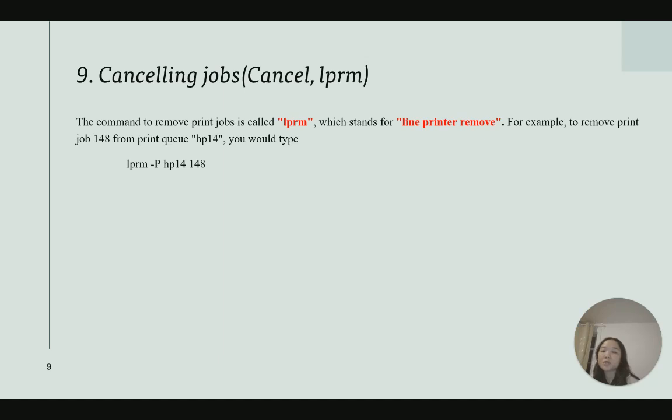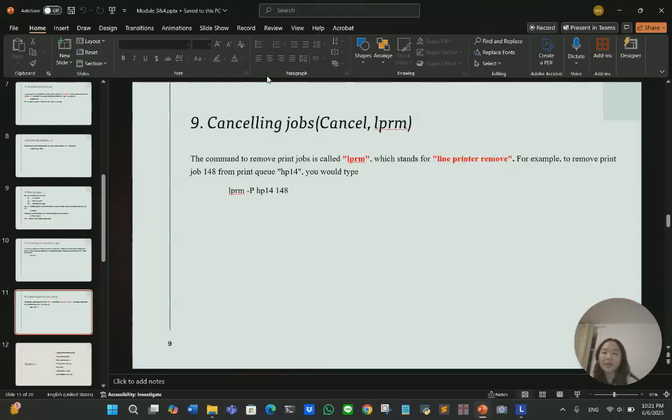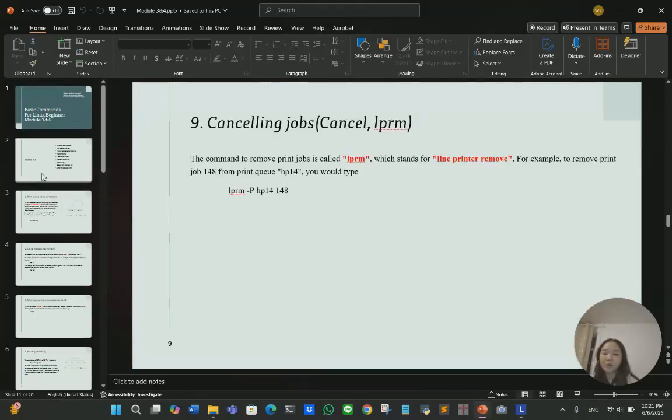And the last one in Module 3, canceling jobs. The command to remove a print job is called lprm, which stands for line printer remove. For example, to remove print job 148 from print queue sp14, you would type lprm -P sp14 148. Okay, let me show you how the commands work.